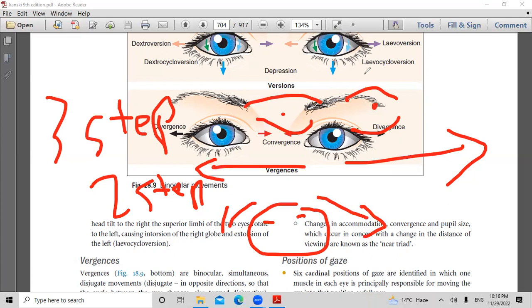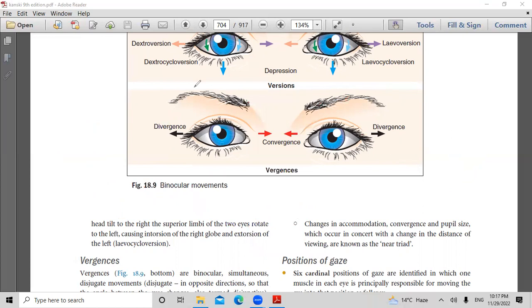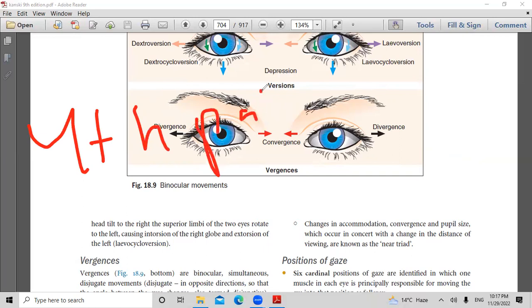And when you tilt your head to the right side, just make a head tilt now while I'm talking with you. So what's happened to your right eye? The right eye will be intorted, and your left eye will be extorted. And if you make the head tilt to the left side, your left eye will be intorted, and your right eye will be extorted. So this is the rule. This is the normal.